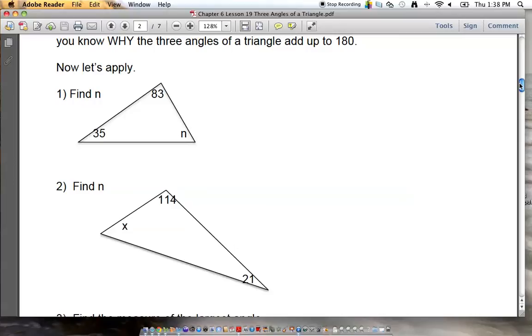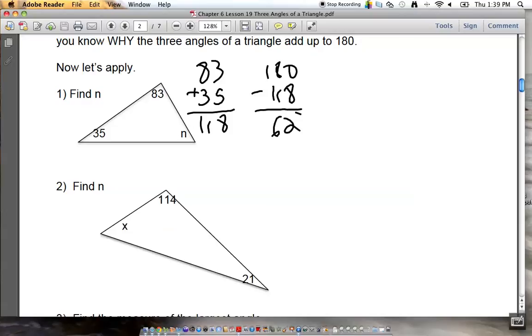All right, what do these three angles add up to again, everybody? 180. So, do a little math here. 83 plus 35 is 118. Then I do 180 minus 118, and I get 62. How many people got that right?